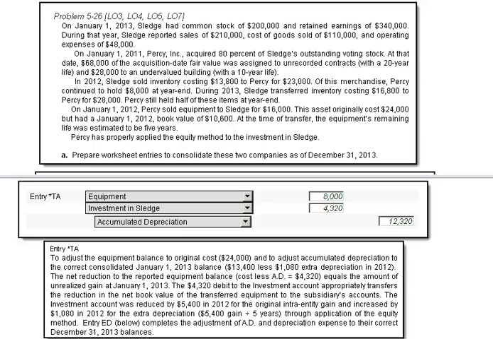Okay, so the end result is that we've got this entry that we have to make. And our goal is to get the equipment and everything stated at the correct consolidated balance at December 31st. Now there's some other entries involved, so we'll look at those in a minute.